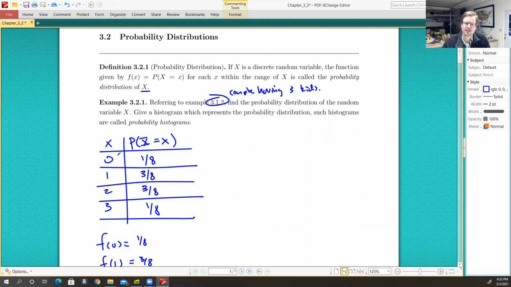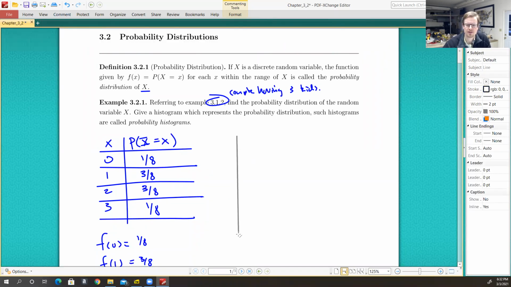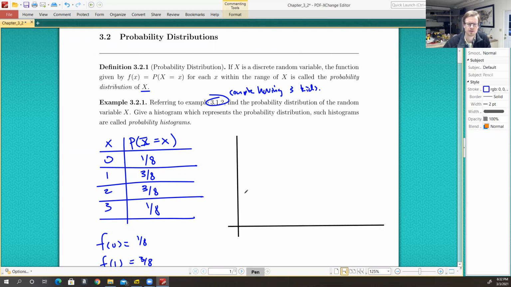So let's also give a histogram which represents this probability distribution. For a histogram, I need a vertical axis and a horizontal axis. And I'm going to mark on here 0, 1, 2, 3 as my possible values for the random variable. And I had probabilities of 1/8 and 3/8. So let's have that be 1/8, 2/8 would be 1/4, and 3/8.